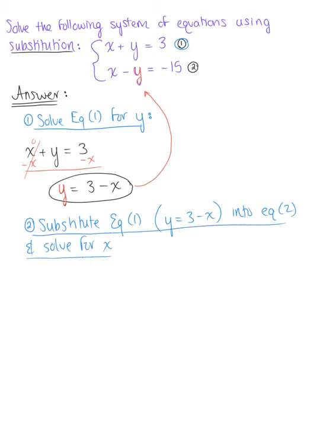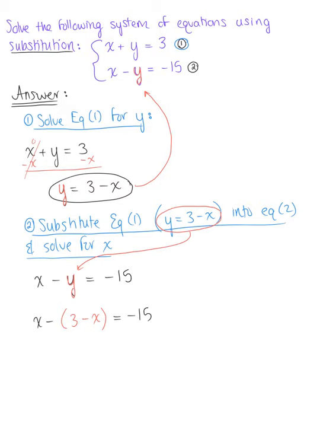So we'll start by rewriting equation 2: x minus y equals negative 15. Again, we want to replace the y of equation 2 with the y of equation 1. So this will become x minus, and we want to be careful to use our parentheses, 3 minus x, equal to negative 15.